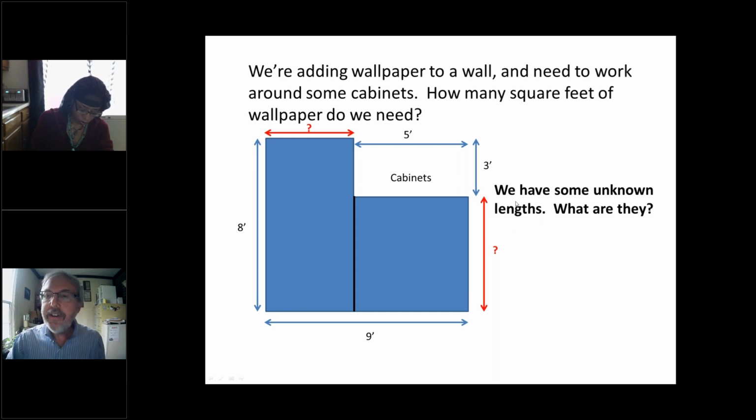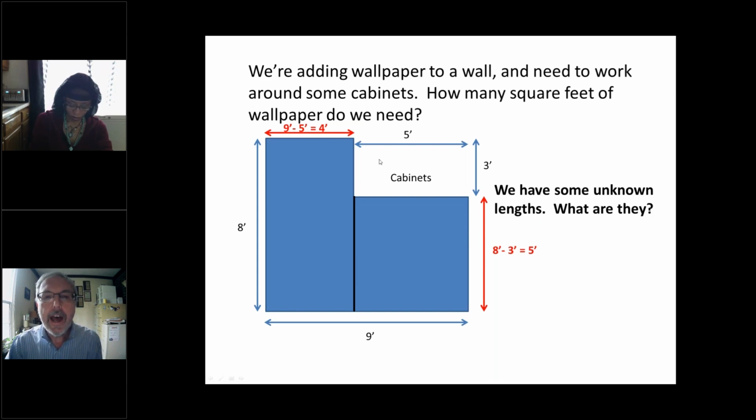So as you noticed, we don't know what this dimension is, and we don't know what this dimension is. So we know that this rectangle is 8 by something, and we know that this square looking thing is 5 by something. So we want to figure out what those are, and you've done that already.